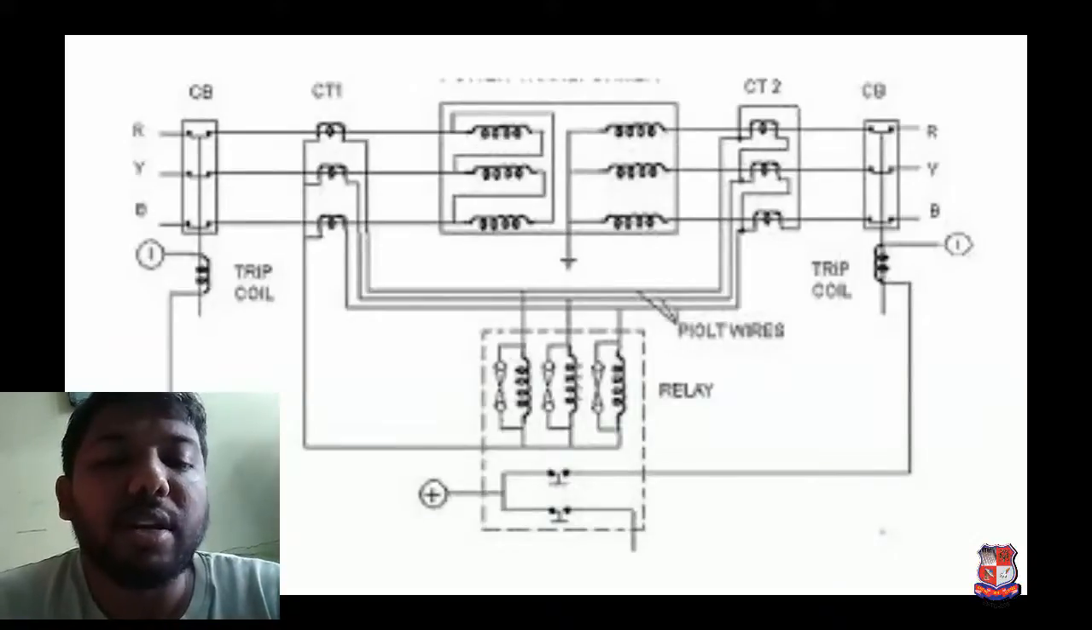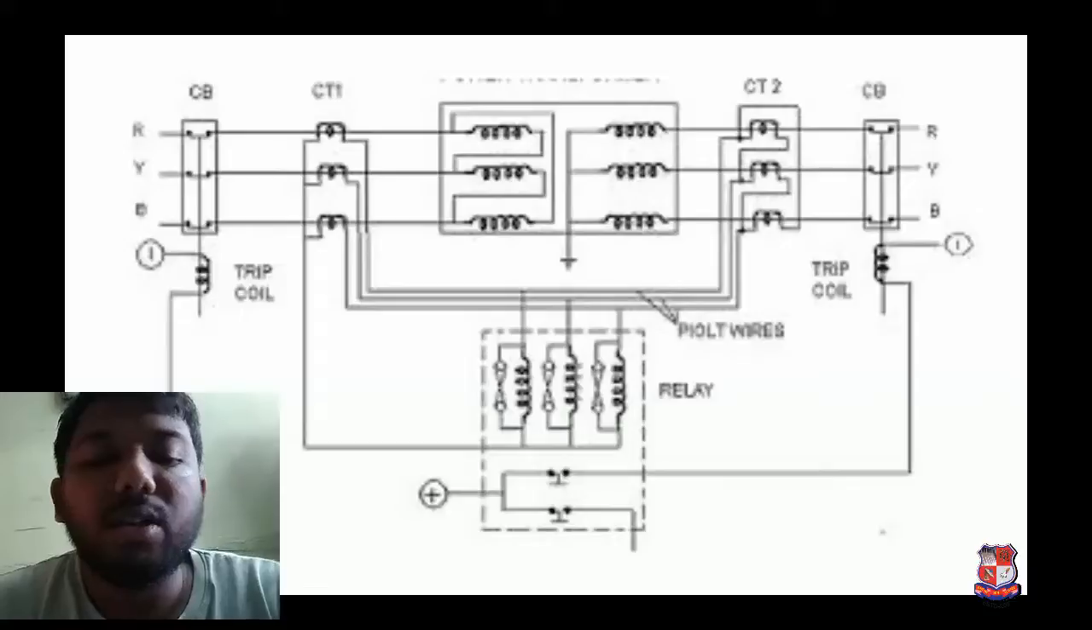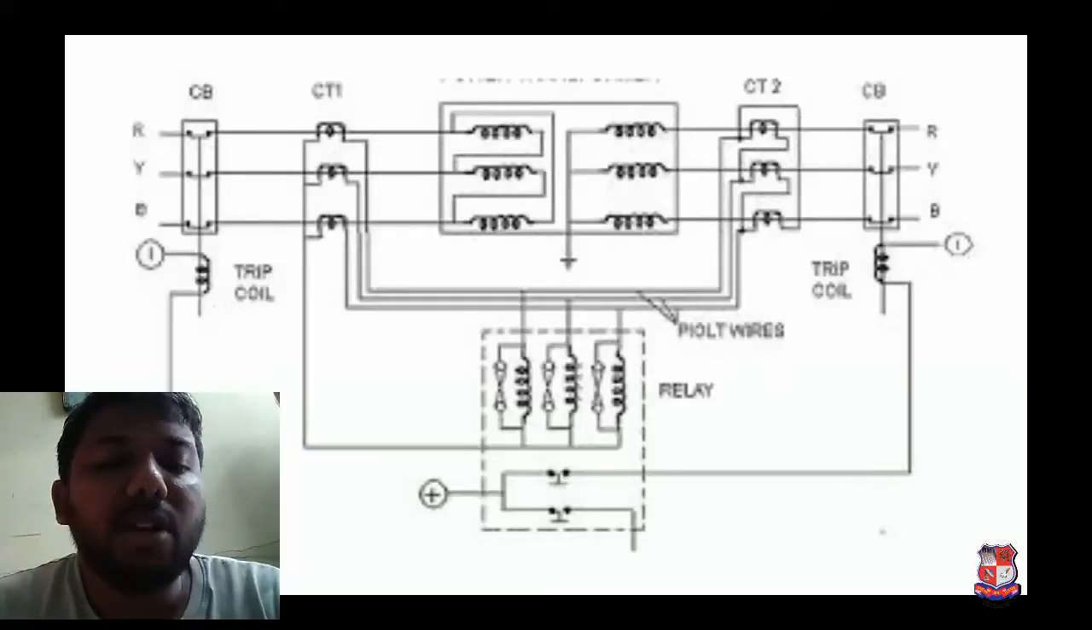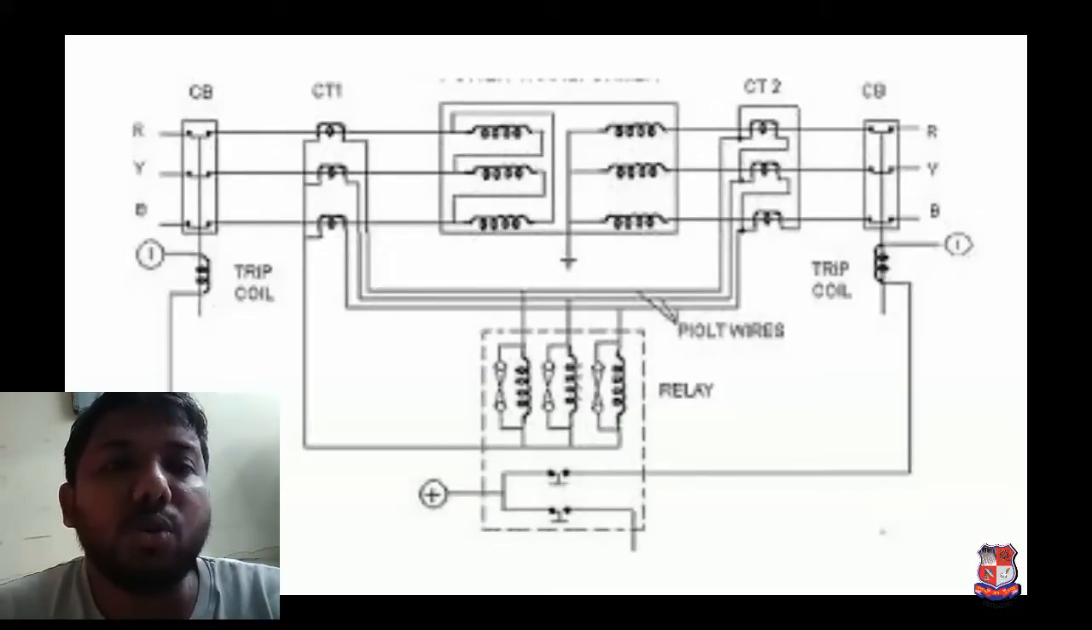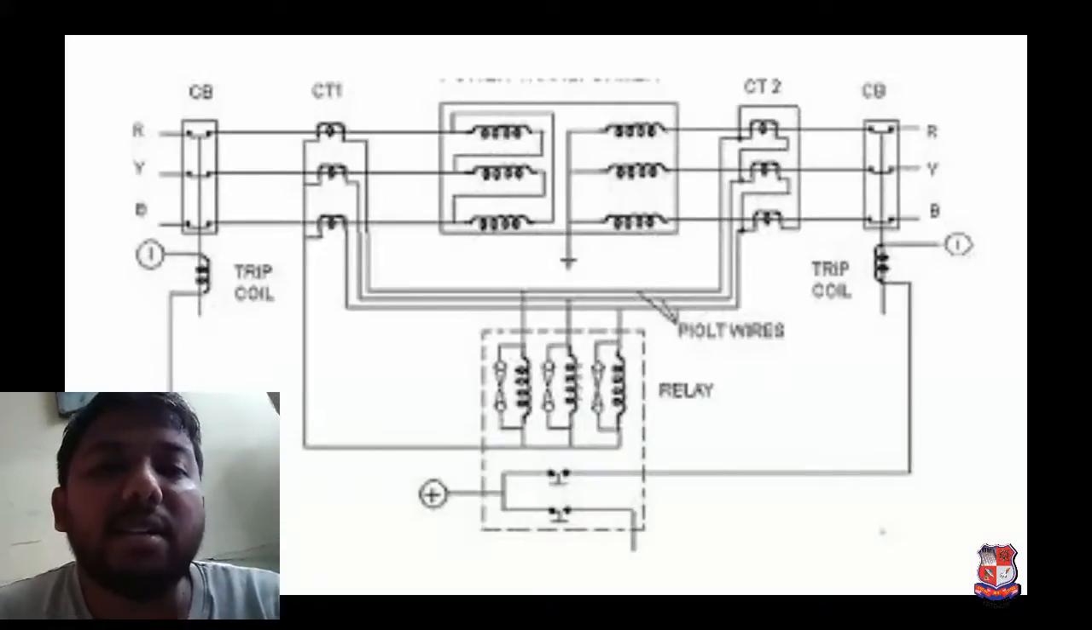The ratio of CTs used on the two sides of the power transformer should be such that their secondaries have equal current during the normal operating condition. So we require, as per the transformer winding connection, for a star to star connection of winding, CT connection in delta delta, as well as for a delta star connected winding, a star delta connection of CT.